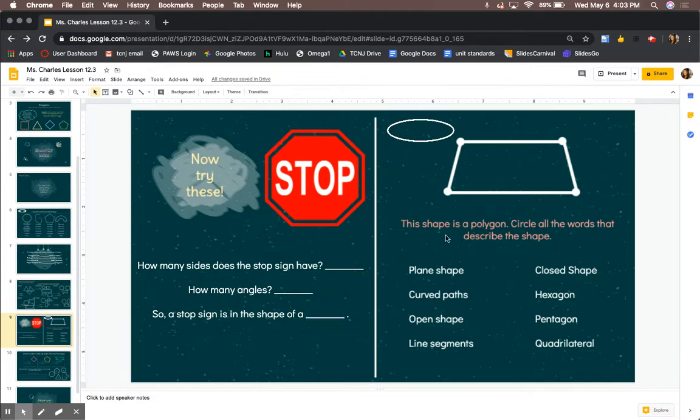Over here it says this shape is a polygon. Circle all of the words that describe the shape. So we are talking about this one up here. So depending on what it is, it's the same thing as before with the circle. You're going to click it and then drag it over. So if it's a plane shape, if we think it's a closed shape, we would do this. So you're going to be dragging over however many circles you think describe this shape above.